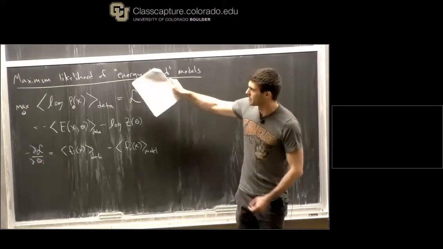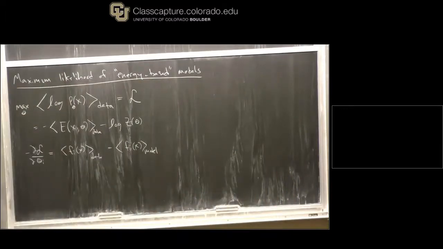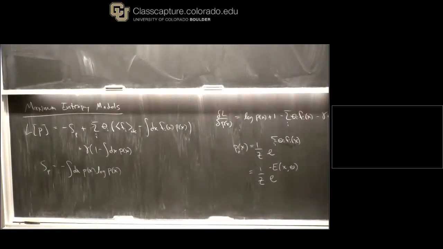So maximizing the likelihood of an energy-based model is the same as matching the statistics of these operators that are conjugate to the parameters that you want to fit. Is this clear?